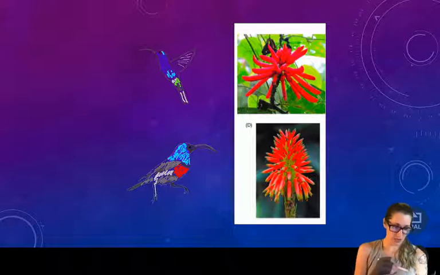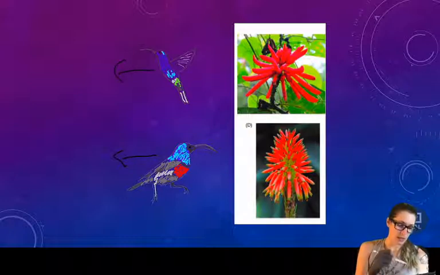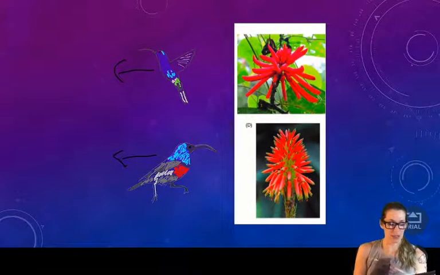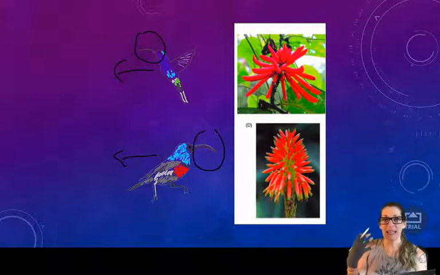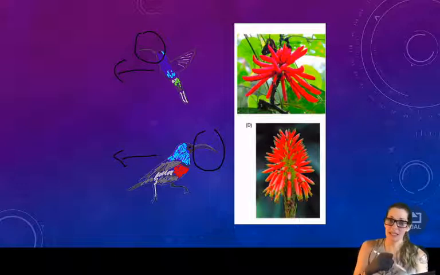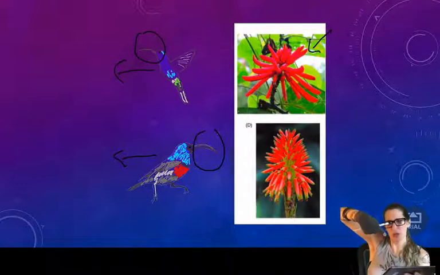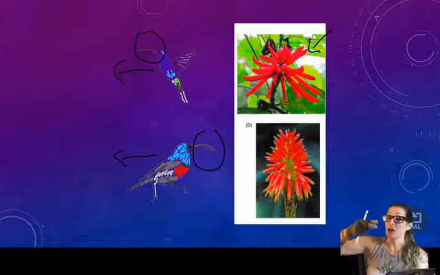If we look at these two species of birds, their most recent common ancestor does not have this elongated beak. So they didn't inherit that. They didn't get that by vertical transmission. They independently, in two different lineages, adapted that long beak. And it's because both of these species of birds feed on these very long tubular flowers. So to get into the nectar, they need that long beak.